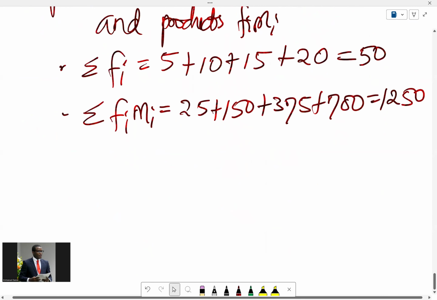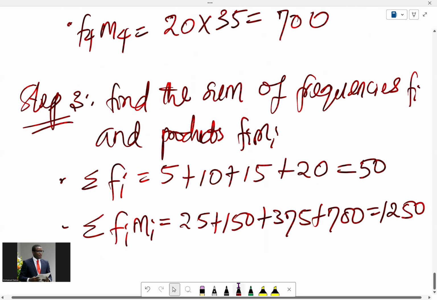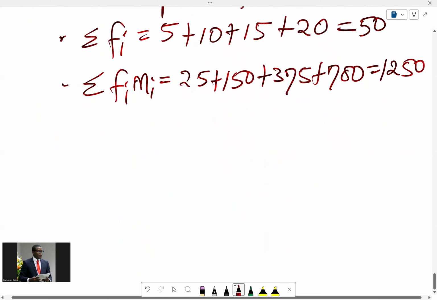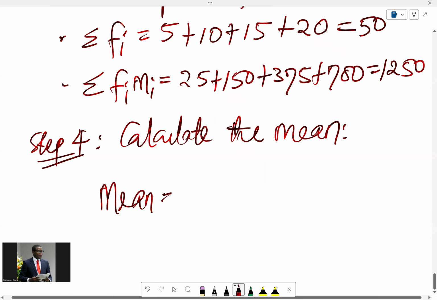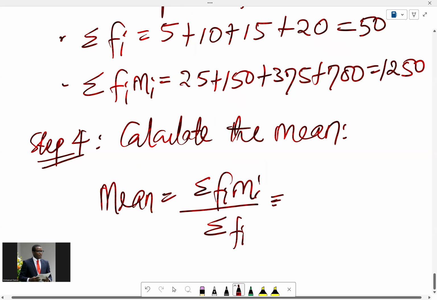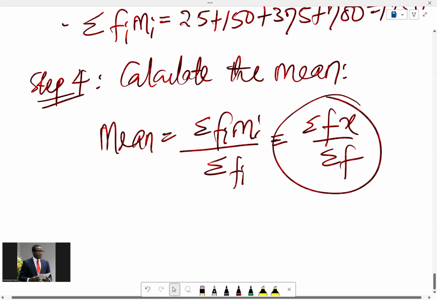Okay. So with that now, you can go to step 4, which is the final step where you calculate the mean. So here, the mean is simply summation of FiMi divided by summation of Fi. Sometimes you can just represent it as summation of FX over summation of F. It all depends on how you want to represent it.